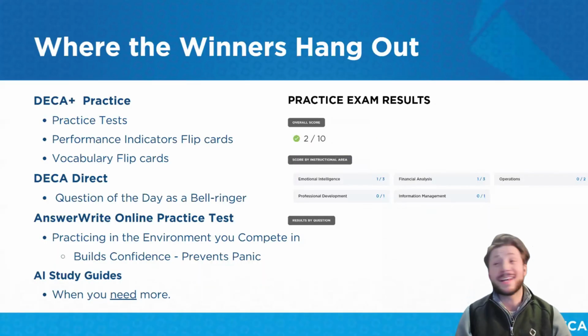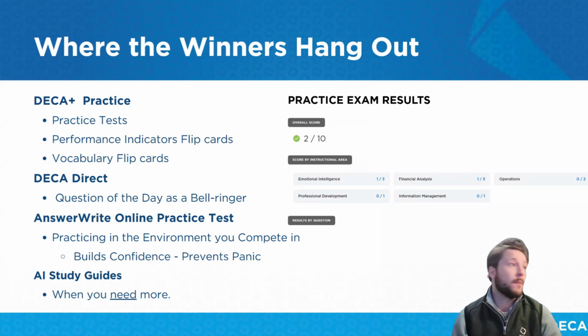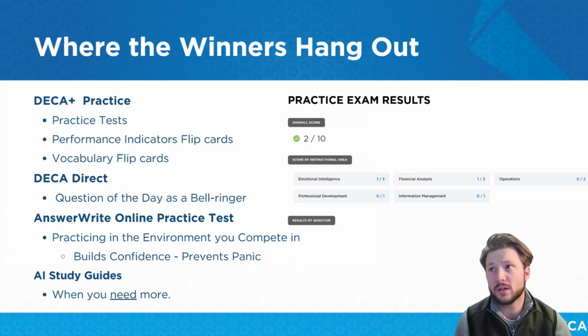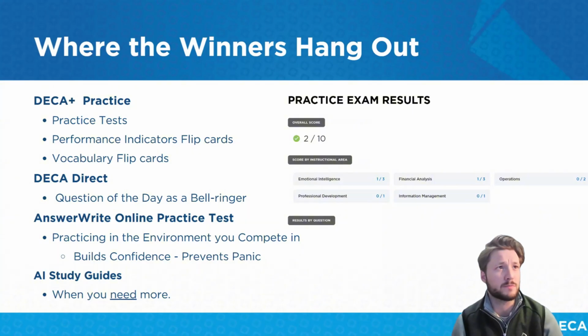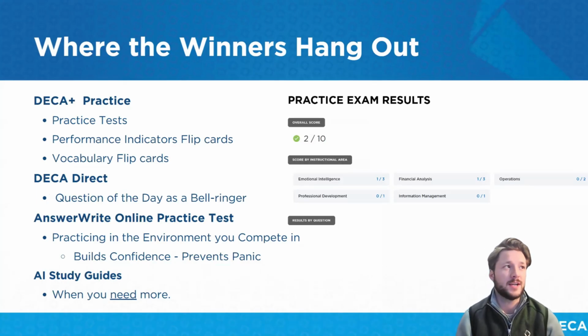So where are the winners spending their time? Where are they hanging out? Big three: DECA Plus, DECA Direct, and Answer Right. DECA Plus is the premium subscription platform produced by DECA for competitors. So it's one of the best tools because that's what it's designed to be. There are practice tests there, performance indicator flip cards, vocabulary flip cards, each really helpful in their own way.